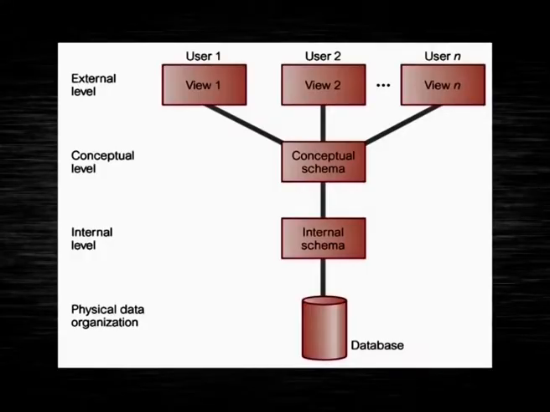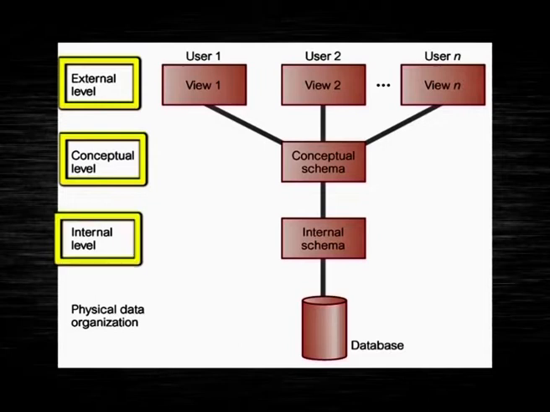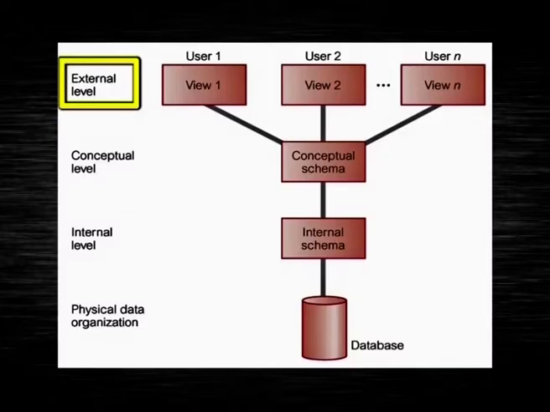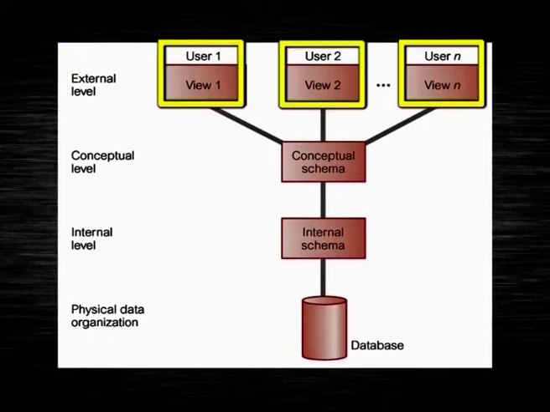The three levels of the architecture are three different views of data. Look at the diagram. In this diagram, we see that there are three different levels of the three-level architecture: external view, conceptual view, and internal view. We start with the external view, so it is also known as the individual user view. The external level is at the highest of the three-level DBMS architecture. It is the user's view of the database.